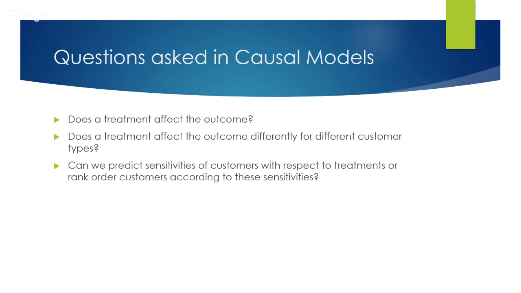And then from there, can we predict the sensitivities of these various customers or patients with respect to treatments, or rank them according to their sensitivities? Can we say, it's going to affect this African American woman differently than this Caucasian man or this Asian woman, or kind of create a model based on those different variables that are in play.